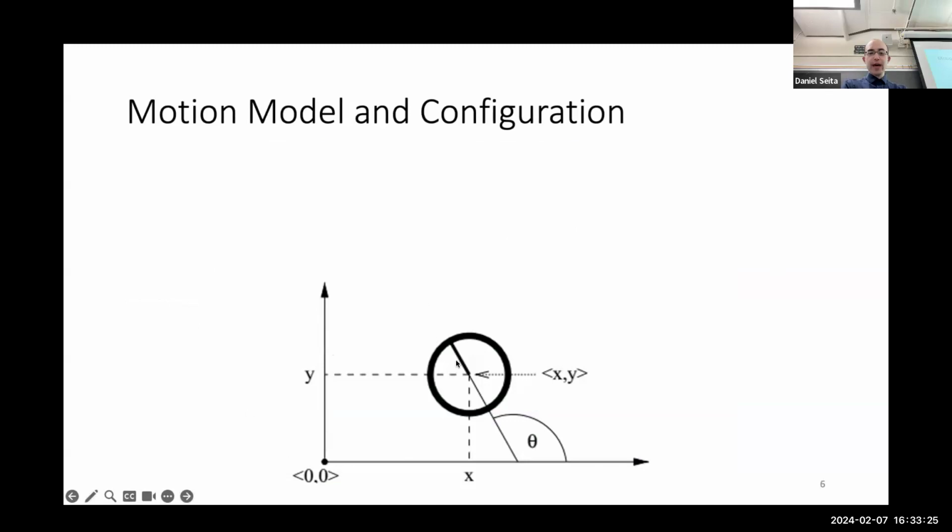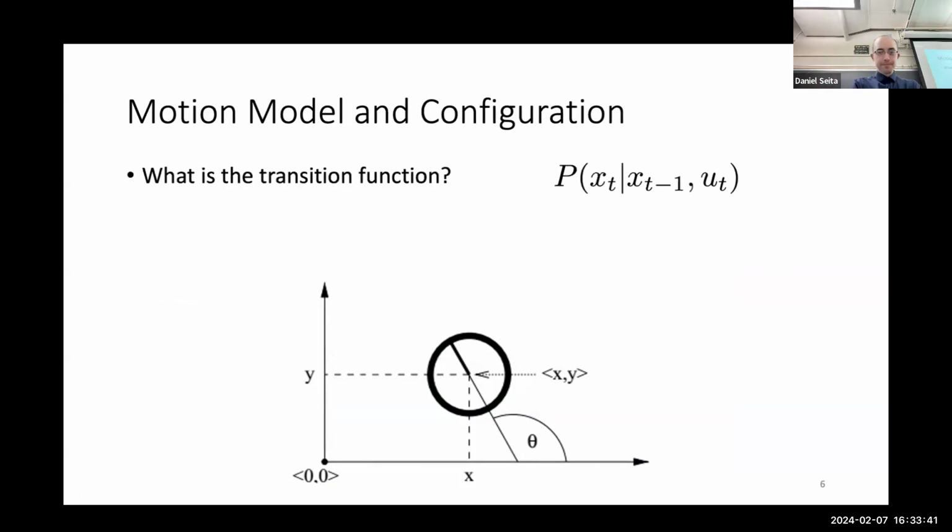So we're going to assume that we have some robot here. There's a 2D coordinate system. So imagine you have a top-down camera, and then you're measuring the coordinates of the X location and the Y location of the robot. The motion model is basically the transition function. So we're trying to see, is there a way that we can characterize the probability of xt given xt minus 1 and ut? So what is that?